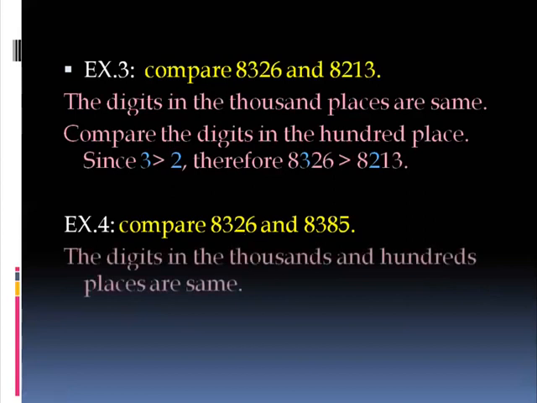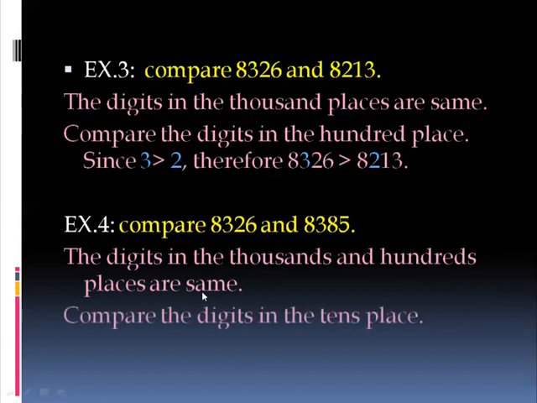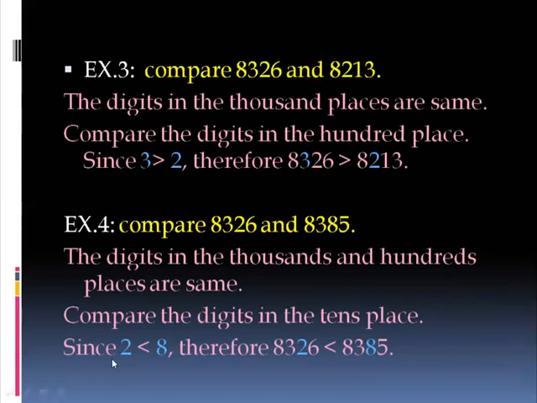See, the digits in the thousands and hundreds places are the same. So compare the digits in the tens place. In the tens place, 2 and 8 are there. Since 2 is less than 8, right? In these two numbers, which is the largest number? 8. 2 is less than 8. Therefore, 8326 is less than 8385.